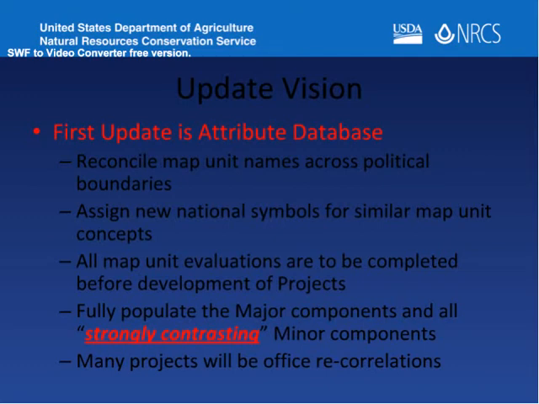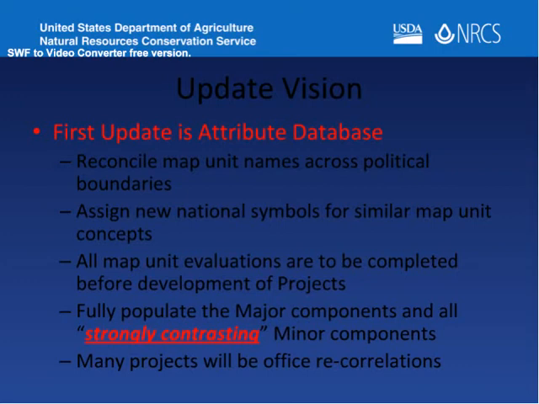So we're going to be taking a look at the map unit concept as it flows, and we're going to reconcile these map unit names across political boundaries. We're going to assign a national symbol for all these similar map units that have the same concept. We're going to be doing evaluations on each unique map unit name, and we're going to come to some sort of understanding about that map unit and the information that we're going to be providing to the public on them. We're going to fully populate the major components, and we're going to make sure that the strongly contrasting minor components are entered into the database also.